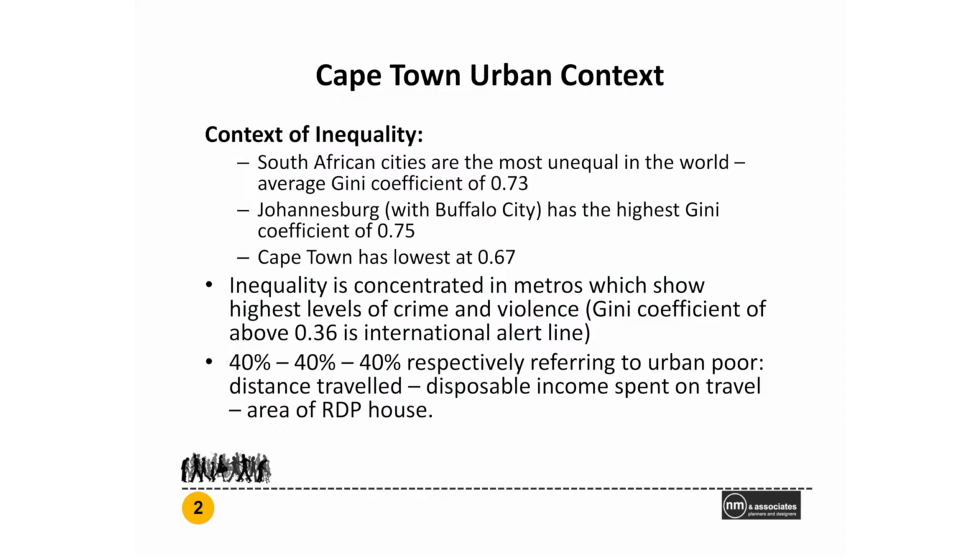And I borrowed the 40-40-40 percent from Professor Francois Viruly, who says that poorer people live in 40 square meters of RDP house area, and they travel 40 kilometers from where they live to their place of work, and then they spend 40% of their disposable income on traveling, particularly to their place of work.